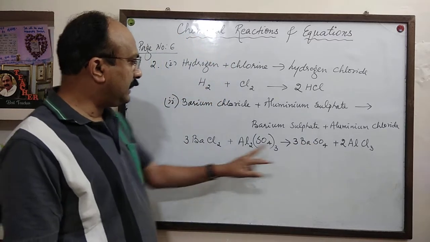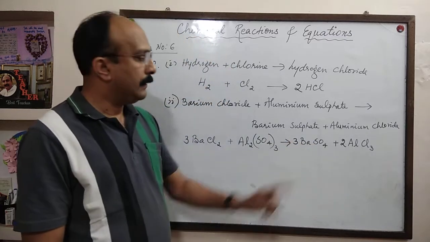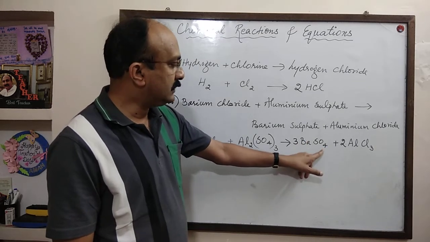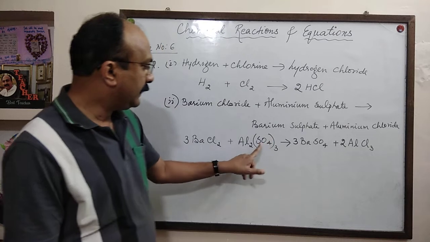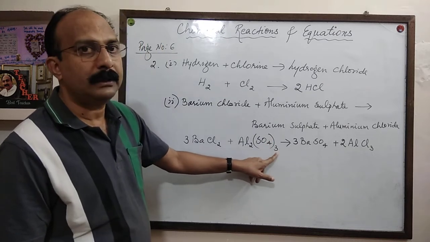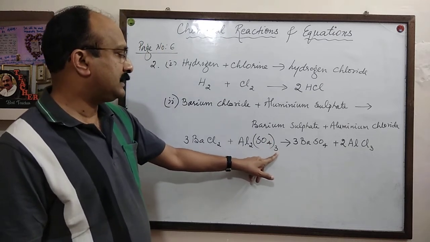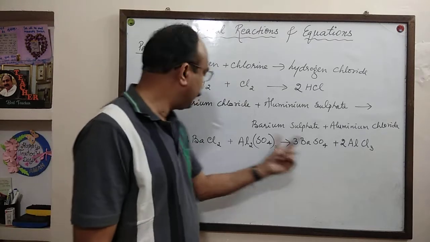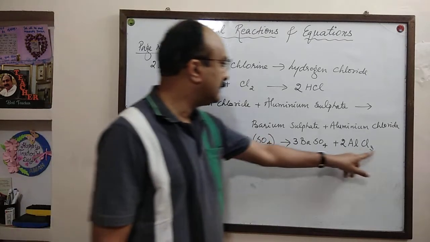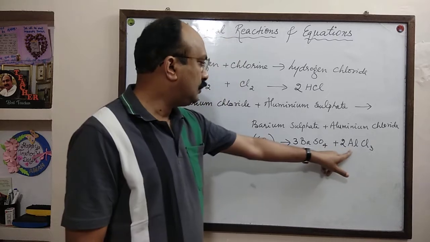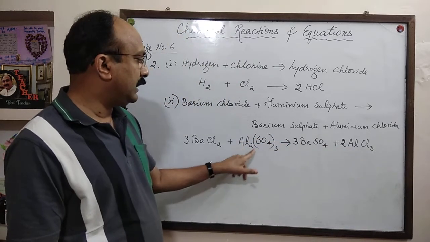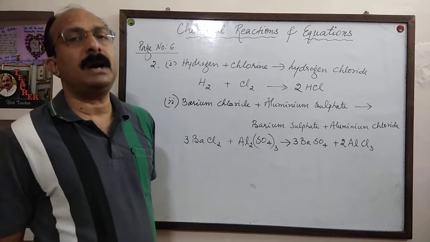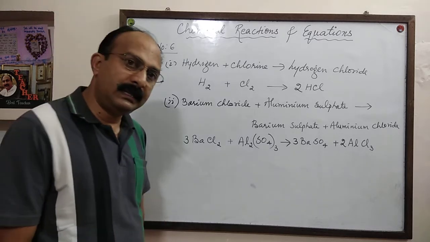Okay, so 3Ba, 3Ba. But remember, this 3 is applicable for this SO4 also. SO4 also becomes 3. But here already we have SO4 3. Now let us try once again. 3Ba, 3Ba. Cl6, Cl6. 2Al, 2Al. SO4 thrice, SO4 thrice. Now it is balanced. So this is the method.